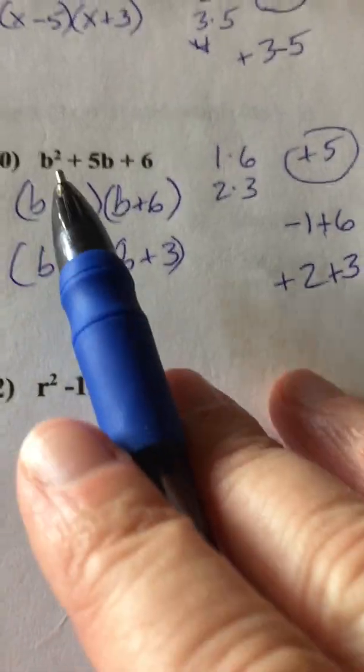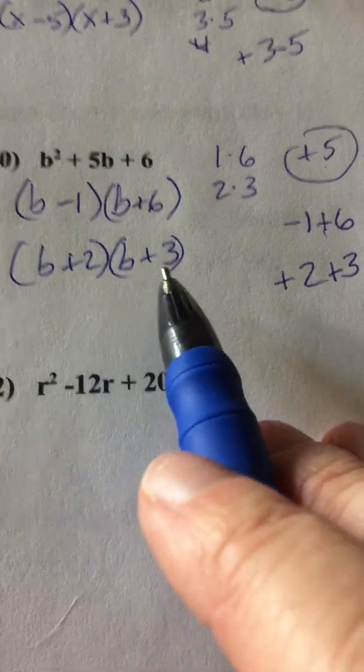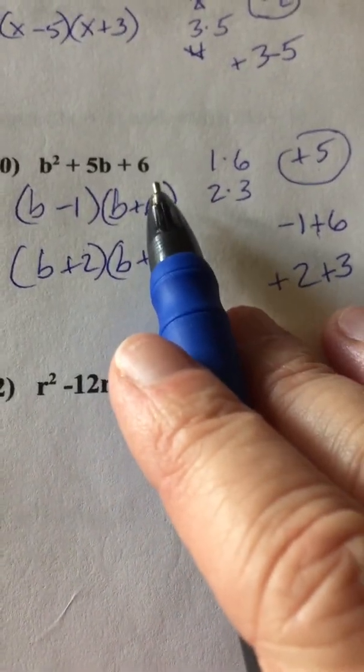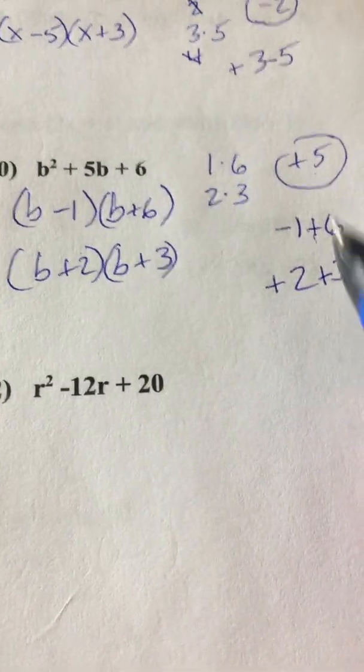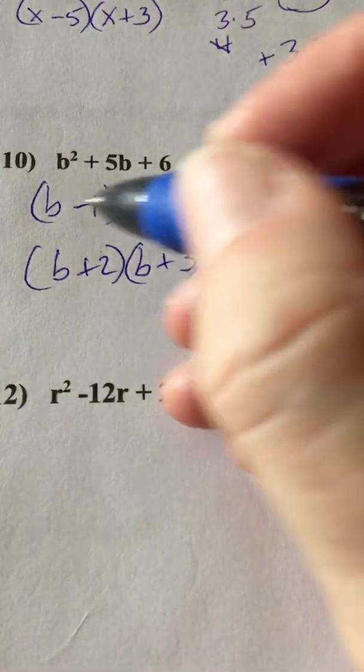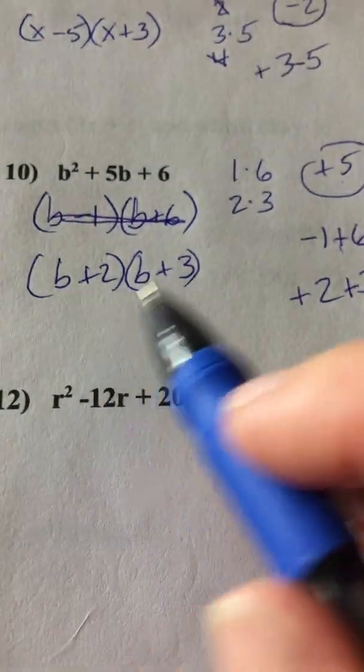B times b is b squared. And 2 times 3, does that give you a positive 6? It does. So this one is going to work. And the positive 2 plus positive 3 is going to give me the positive 5 in the middle. So this one does indeed work. So it's not that one. It's the 2 and the 3.